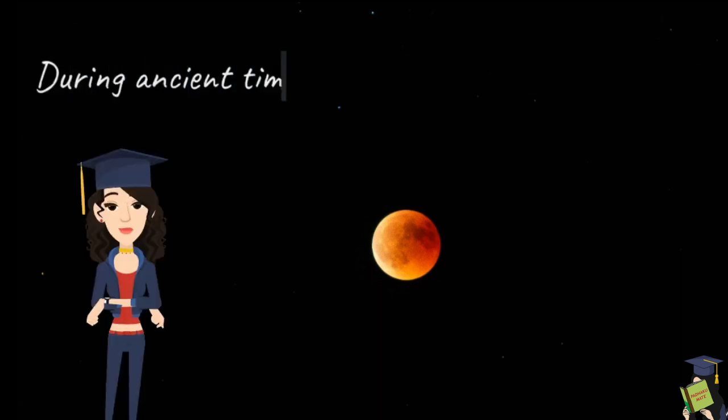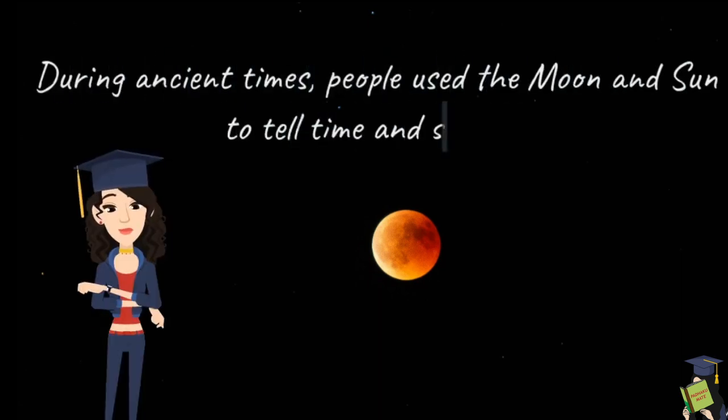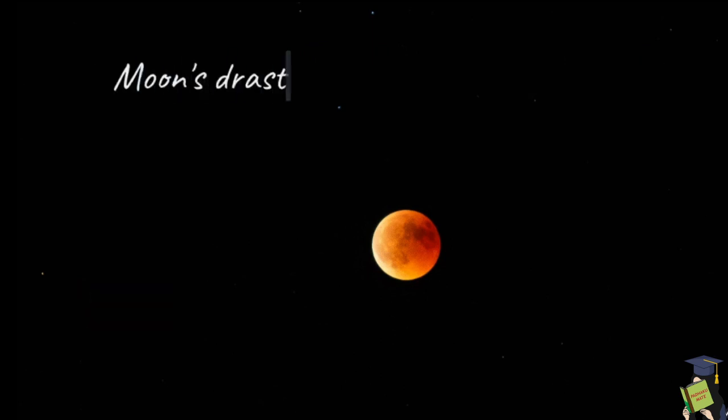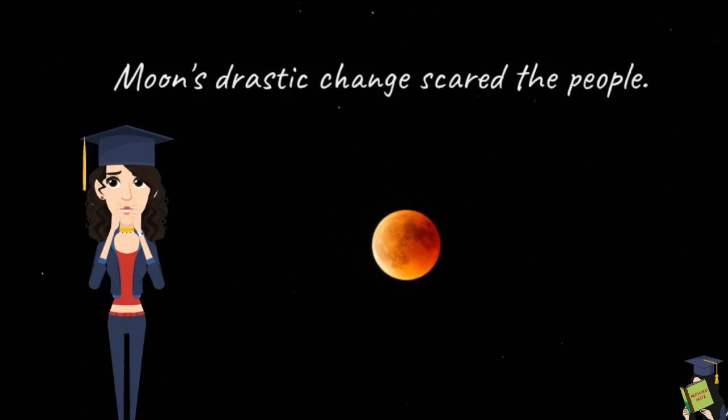During ancient times, people used the moon and sun to tell time and seasons. When the moon's appearance made a drastic change, people got scared.